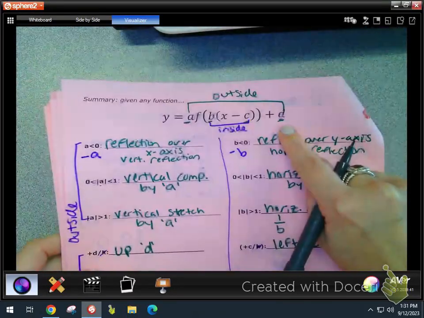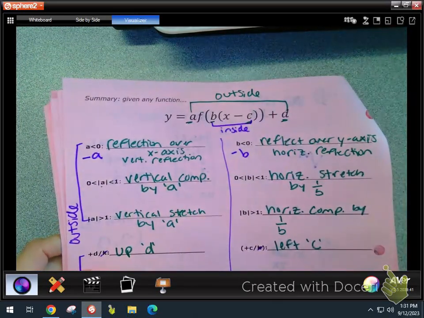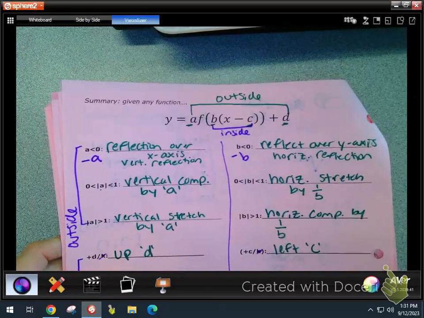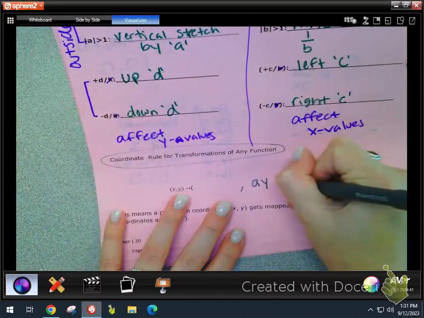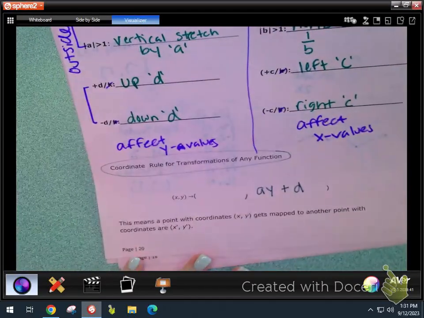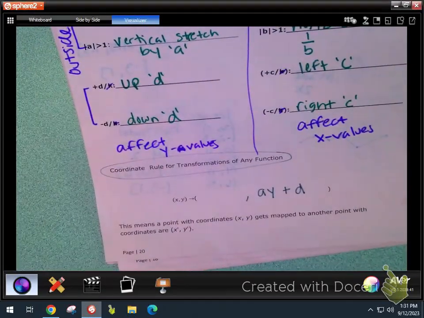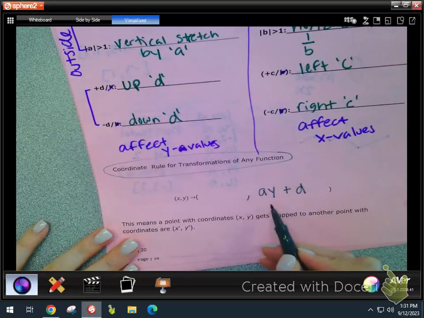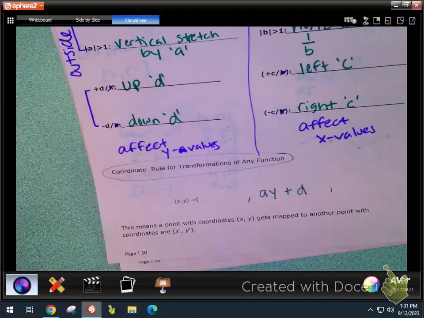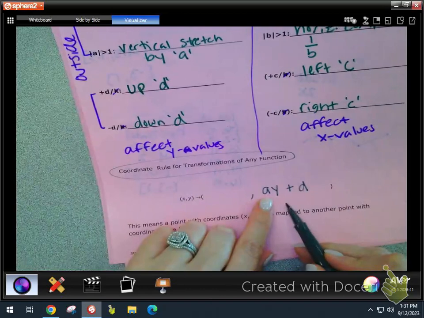The D transformation, whatever that is, you're going to follow that operation on Y. The way it's written in here is that it's added. So again, you just take those numbers, multiply them by Y, add them to Y. You have to do them in that order as far as your calculations. You're following PEMDAS for that. So the Y's are pretty easy.